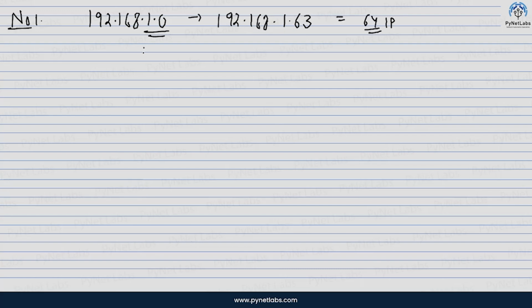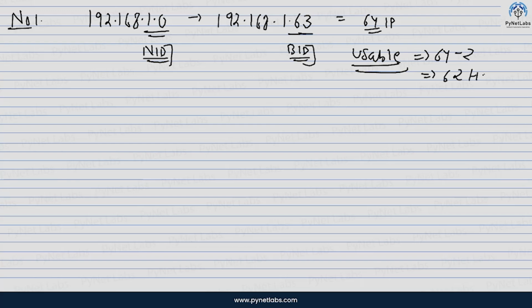The first IP will be your NID. The last IP will be your BID. NID means network ID, which defines the network. BID means the broadcast ID. These two IPs are not included in the usable IPs. So always remember, whatever block size value you are getting, just subtract 2 and you will get the number of usable IPs. So in this particular subnet, 62 hosts will be usable. NID and BID are not included.